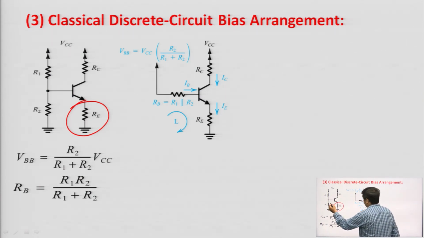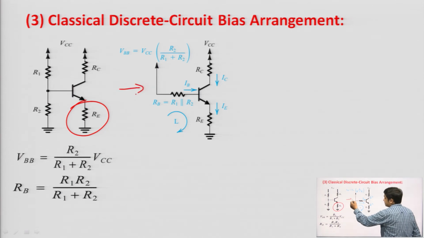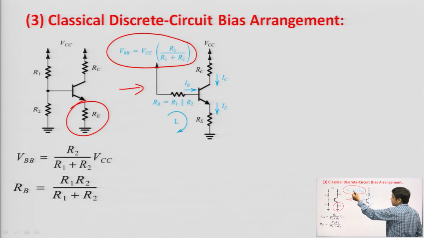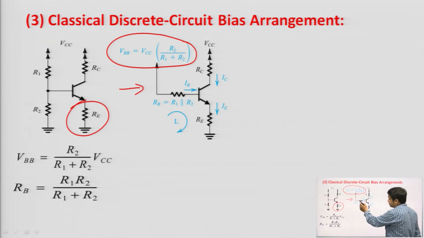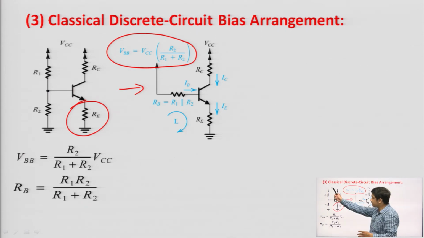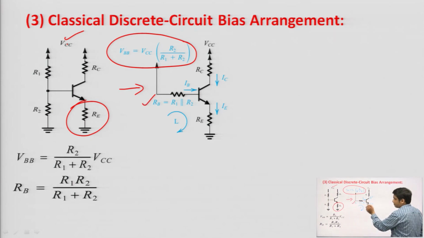You can find out the value of VBB from the simplified circuit, and VBB will be, with the help of the voltage divider, VCC into R2 upon R1 plus R2, and this is your Thevenin equivalent. You can find the Thevenin equivalent just by short circuiting this VCC DC supply voltage. If this VCC is short circuited, then your R1 and R2 will be in parallel, fine. So your RB is R1 parallel to R2.